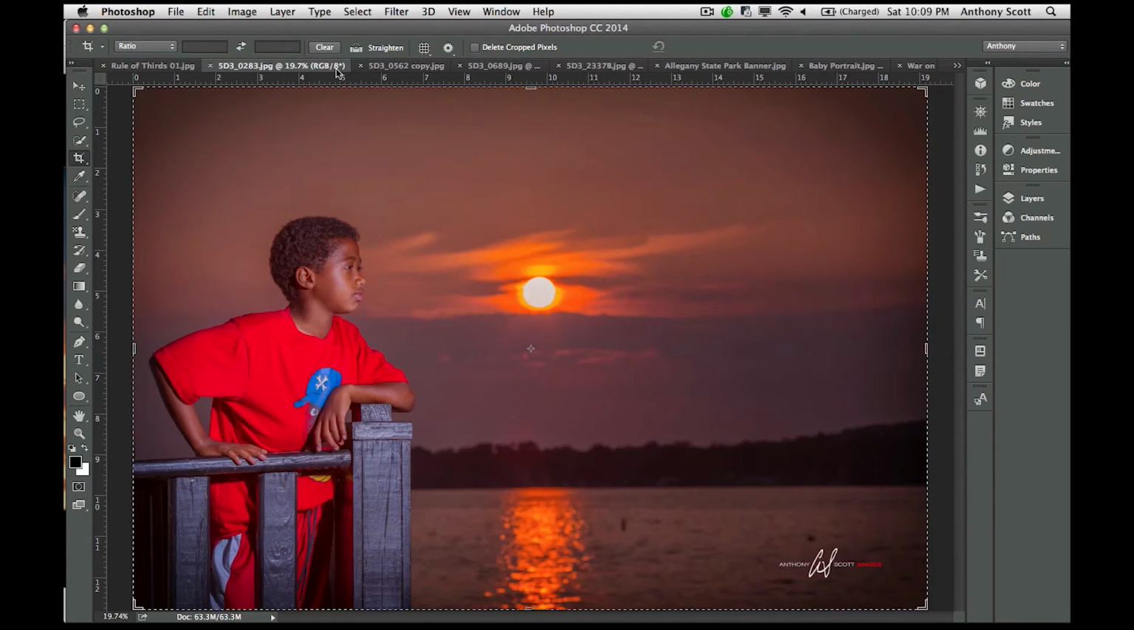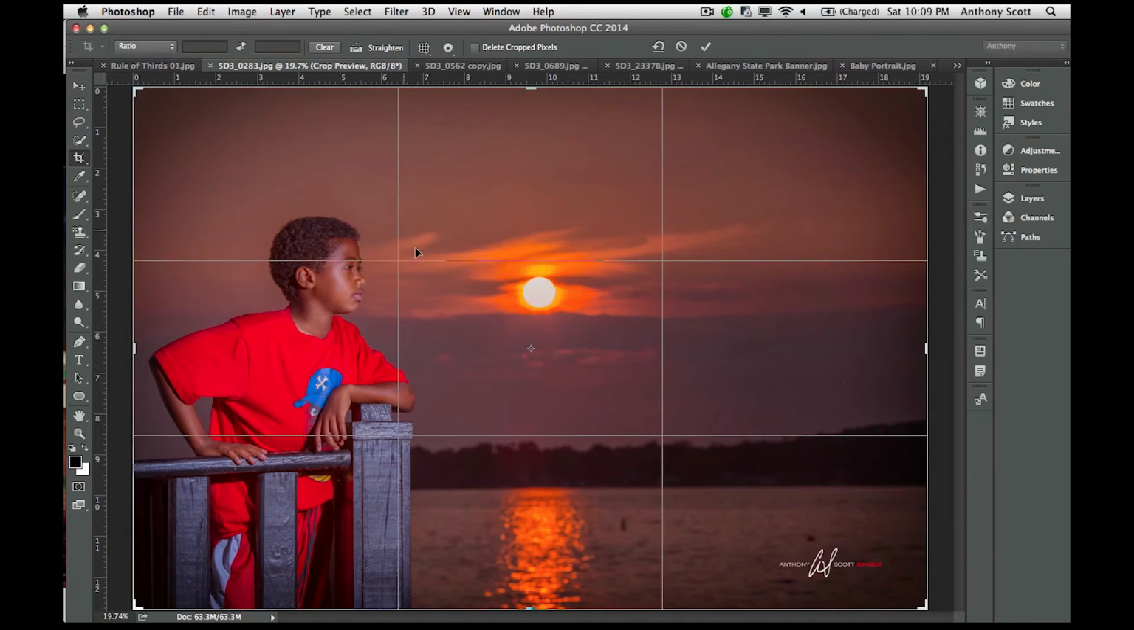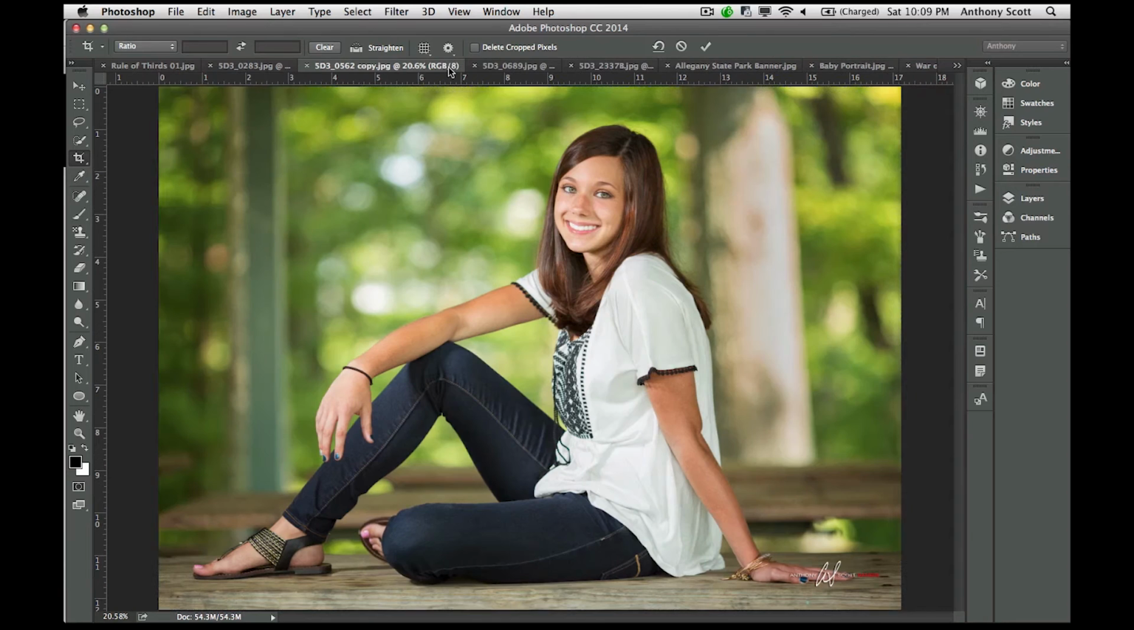Here is another example. Notice how the subject, me in this case, is placed along the left third. This composition really works because I'm looking into the image. If I was looking the other way, this wouldn't work at all.